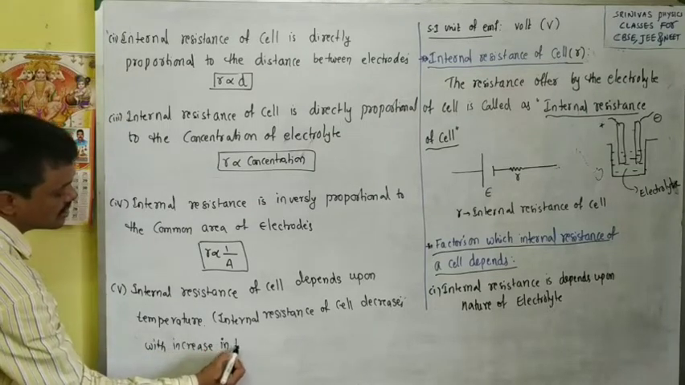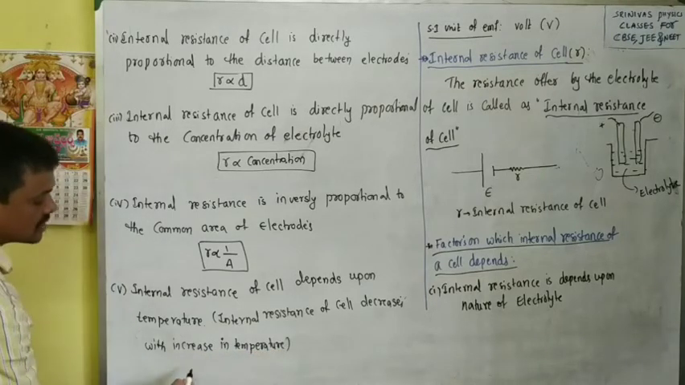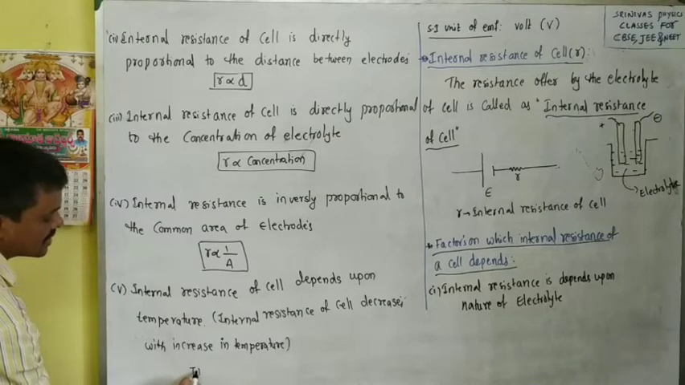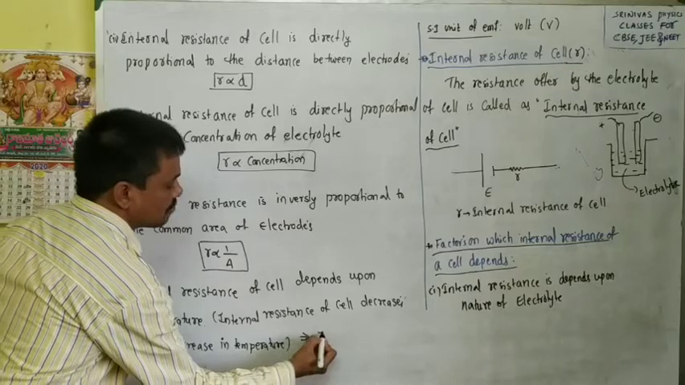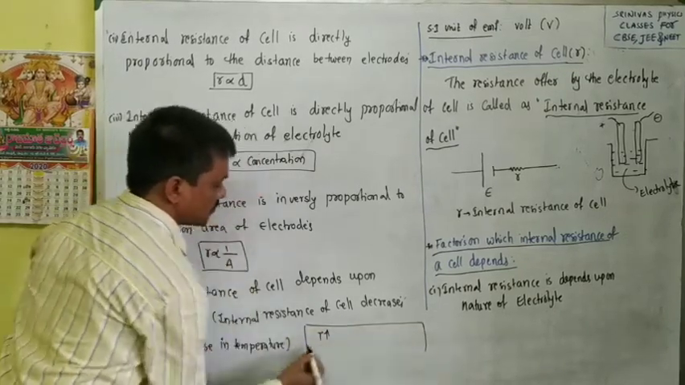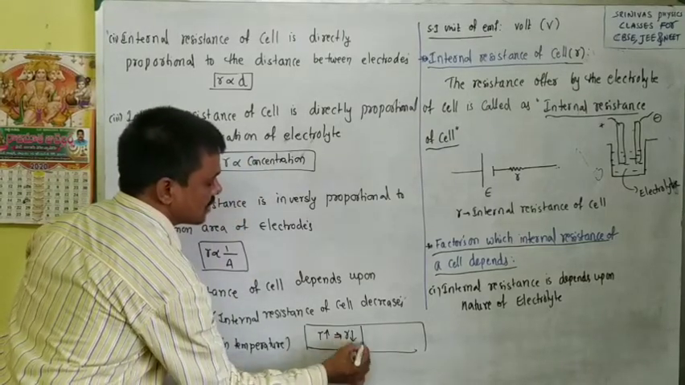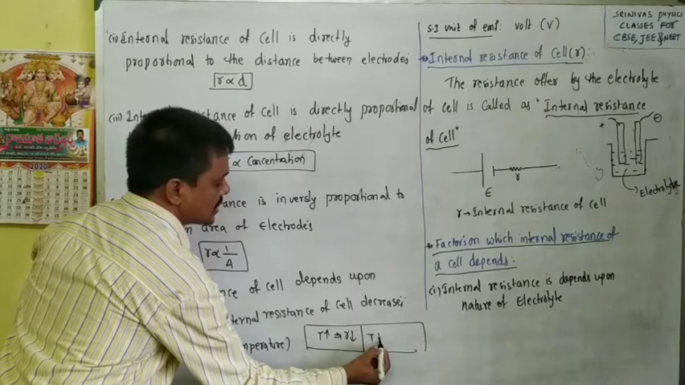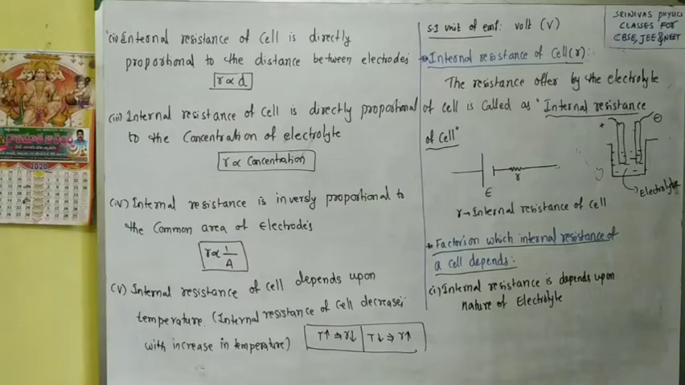How will it depend? Okay, that means if temperature increases, internal resistance decreases. If temperature decreases, then internal resistance increases. These are the factors on which the internal resistance of a cell depends.